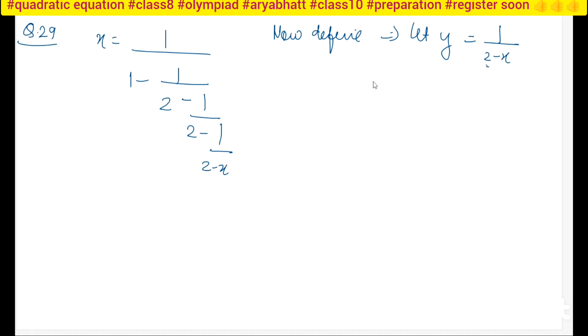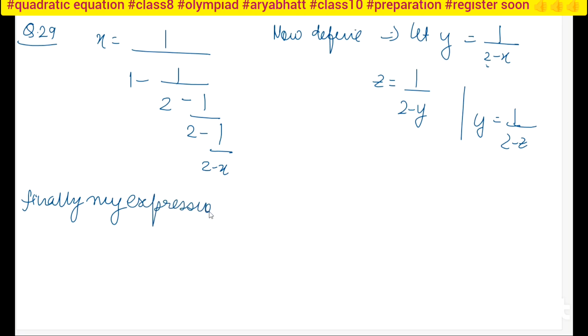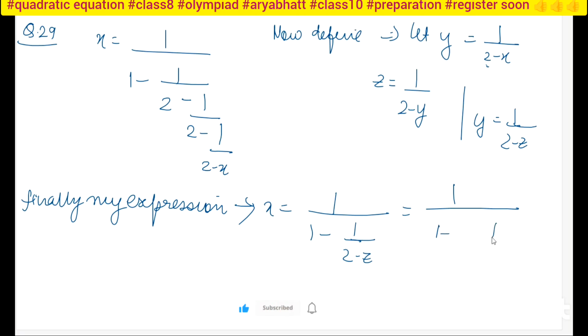So I will do what? I will let z be equal to 1 upon 2 minus y, since y is this. And then again y is equal to 1 upon 2 minus z. So this thing continuously goes on. Finally my expression will be x is equal to 1 upon 1 minus 1 upon 2 minus z kind of things. So it will become 1 upon 1 minus 1 upon 2 minus, then again 2 minus z. So I will say that this is eventually a recurrence form.